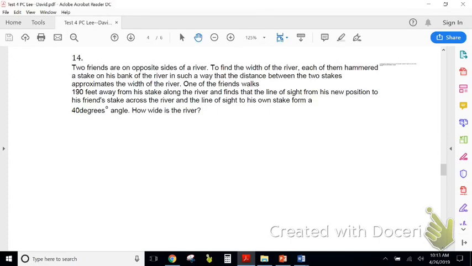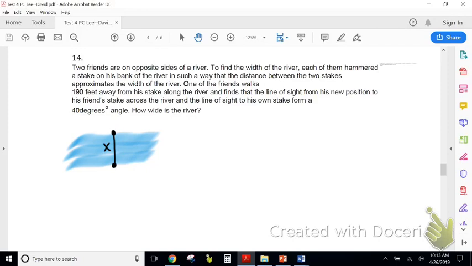All right, so let's picture it. Here's our river. Okay, look, it's even blue. This is a pretty river. All right. And so it says here that to find the width of the river, they each hammered a stake on the bank of the river, on his bank of a river, in such a way the distance between them approximates the width. So we've got a stake over here and a stake over here, and the distance between them is going to approximate that width that we're after.